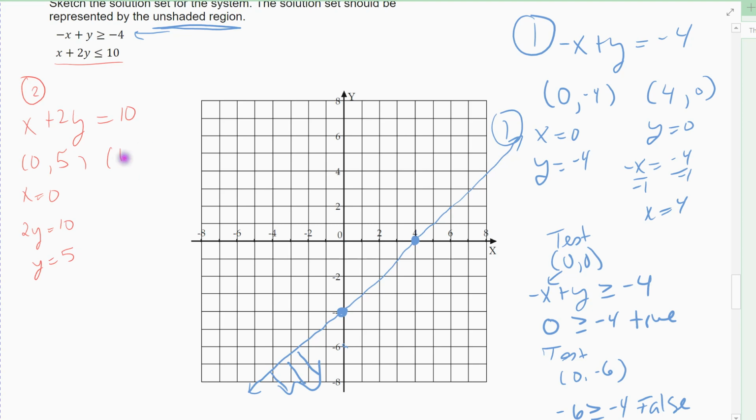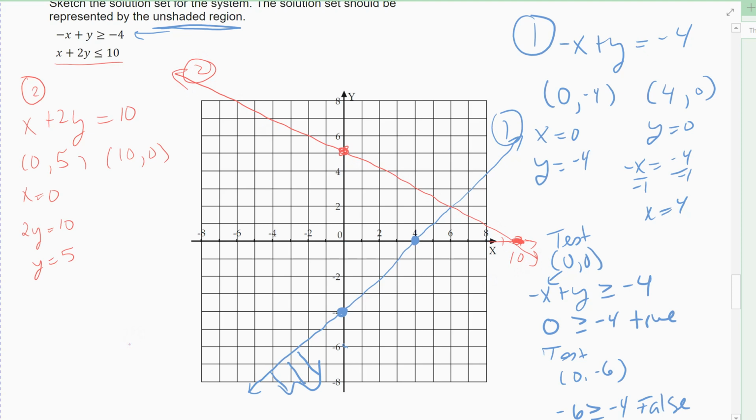I wrote it backwards. Should have been (10, 0). I'll just have to go over, kind of guess a couple dash marks. We'll say that's 10. And then (0, 5) puts me here. Alright, so connect the dots as best I can. And so there's my equation 2.